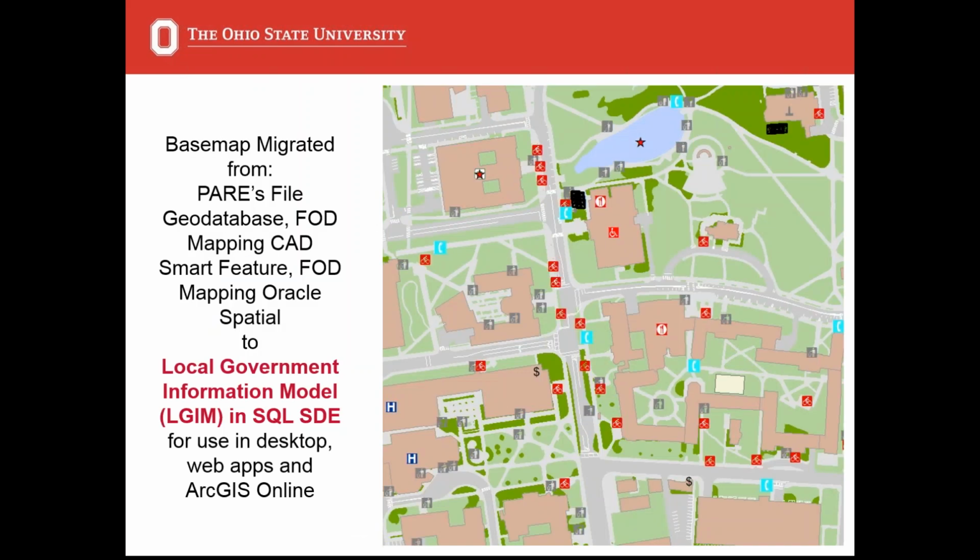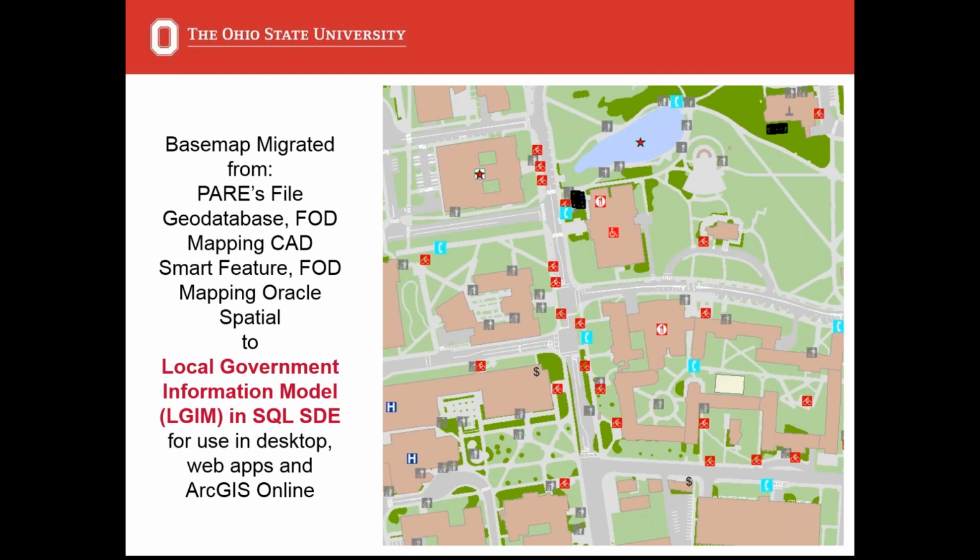And so one of the main things that we've been working on is migrating to one actual base map. We had, like I said, a bunch of disparate data sources coming. They were being maintained both in file geodatabases, CAD Smart Feature, that was our Facilities Operations Development Group, had some of those data layers. They also had some data layers in Oracle Spatial.